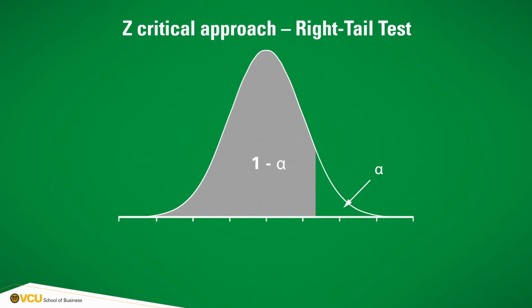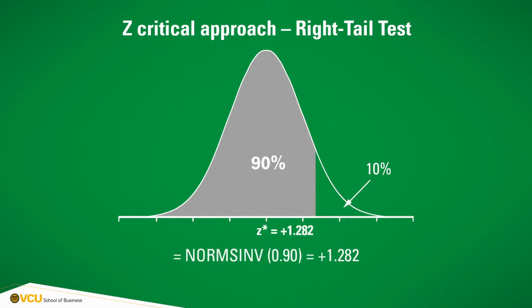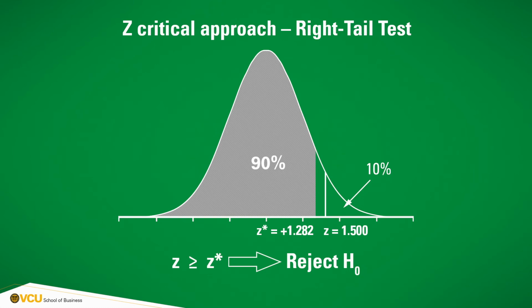The z-critical approach works just as seen in the previous 2 videos. First, we identify a right tail of 10%, which is our significance level, and therefore a complement of 90% for the left tail. Second, we calculate the z-critical corresponding to such percentile using the Excel formula NORM.S.INV, which is equal to 1.282. Third, because the test statistic of the sample proportion is equal to 1.5, as seen before, it means that it is greater than the z-critical. Thus, we reject the null hypothesis just as we did for the p-value approach.